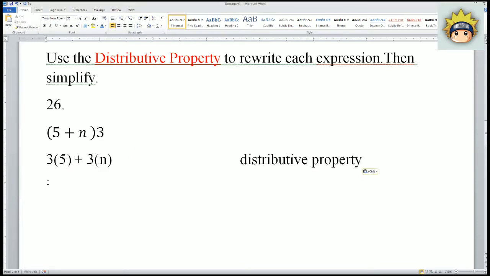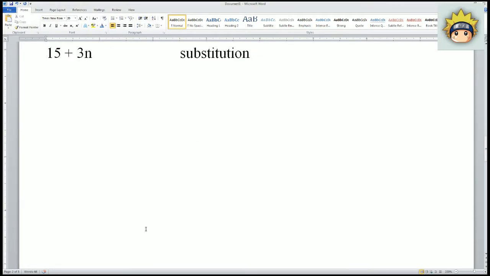3 times 5 becomes 15. 3 times n, we can leave that as 3n. This is substitution. And this is as simplified as I can get. The reason why I cannot combine further is because 15 is your constant term and 3n is your variable term. You cannot combine a variable term and a constant term.